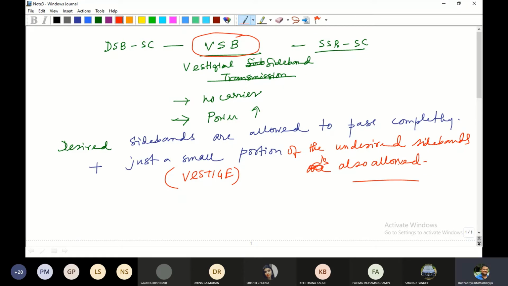All right, so this is one of the advantages of VSB, the vestigial sideband, and how it is used. Naturally, the generation of this will also be very simple, in a way that we can have an SSB signal generated, or maybe a DSB signal generated, and we can have a filter which can be tuned in such a manner that it will allow a portion of the USB and a portion of the LSB.